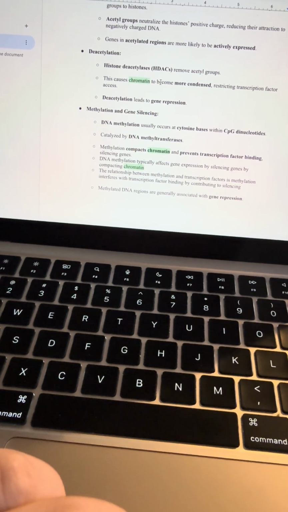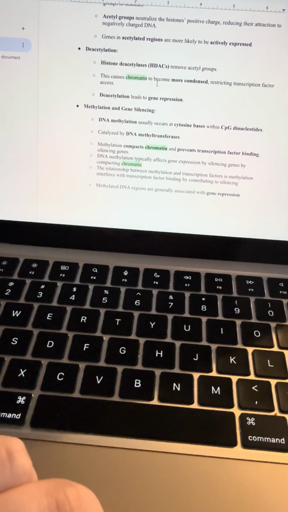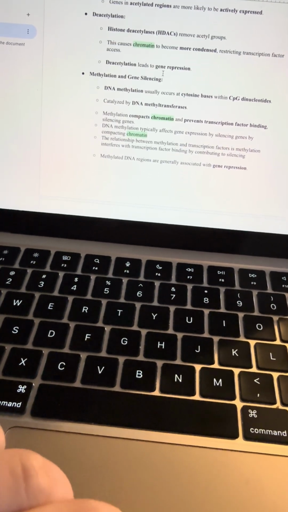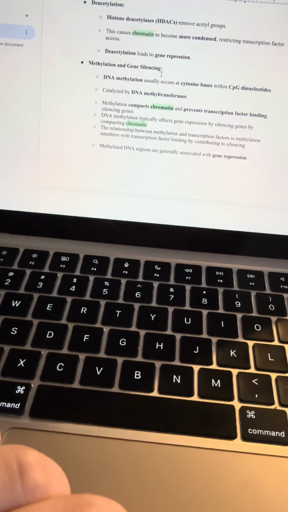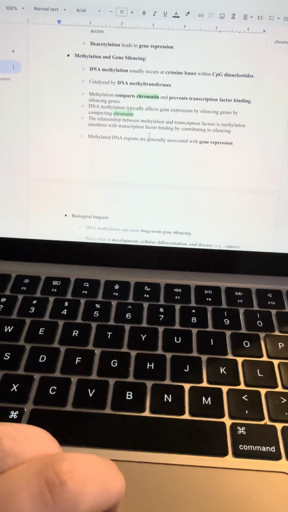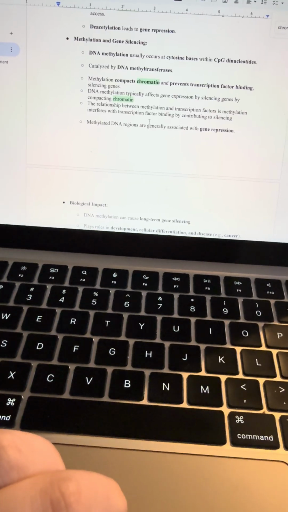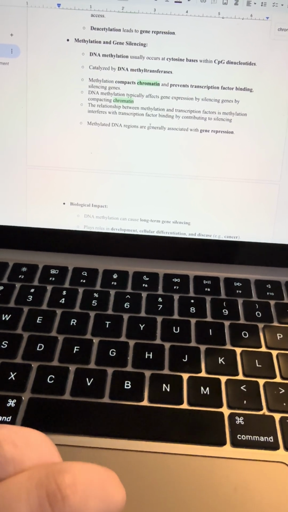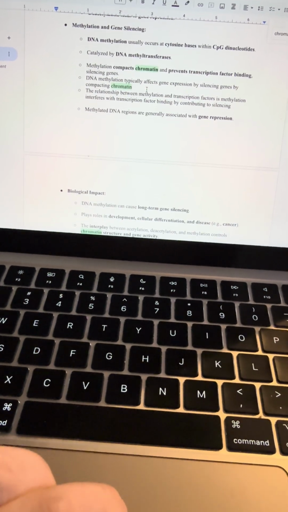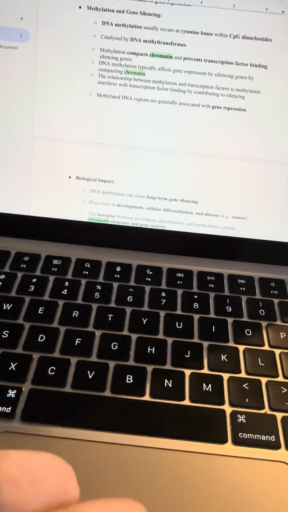Deacetylation. Histone deacetylases, HDACs, remove acetyl groups. This causes chromatin to become more condensed, restricting transcription factor access. Deacetylation leads to gene repression. Methylation and gene silencing. DNA methylation occurs at cytosine bases within CpG dinucleotides, catalyzed by DNA methyltransferases. Methylation compacts chromatin and prevents transcription factor binding, silencing genes.